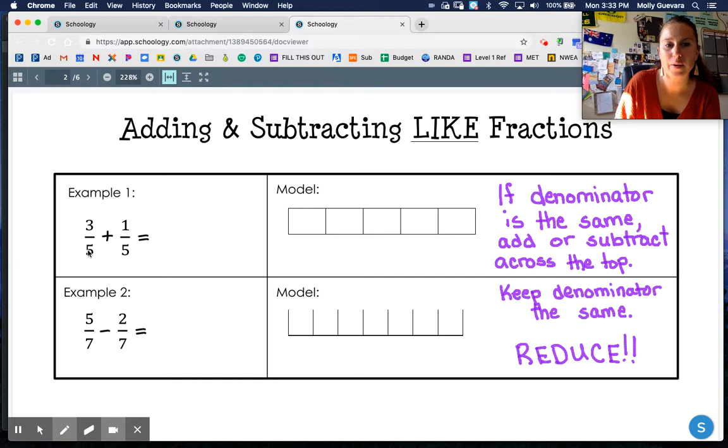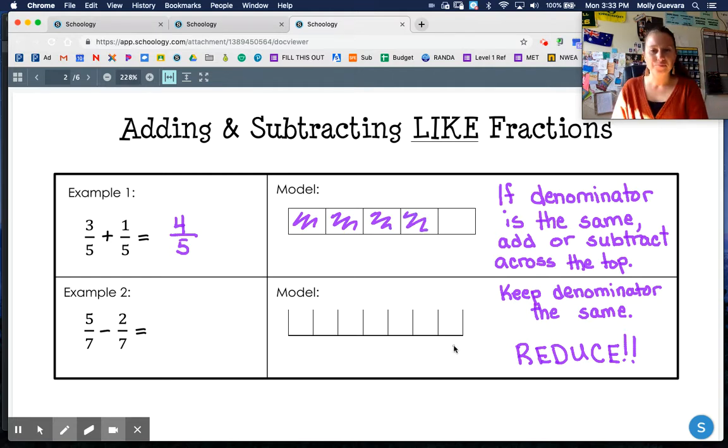I have a 5 on the bottom, 5 on the bottom, so the denominators are the same. So I'm just going to add straight across. 3 plus 1 is 4. The denominator stays the same, and in this case, I can't reduce it. Basically, if this whole block is 1 whole, and I've split it into 5 even pieces, if I have 3 of those pieces, 3/5, and then I added in another 1/5, now I have 4/5. So hopefully that makes sense how we got that. So now I have 1, 2, 3, 4.